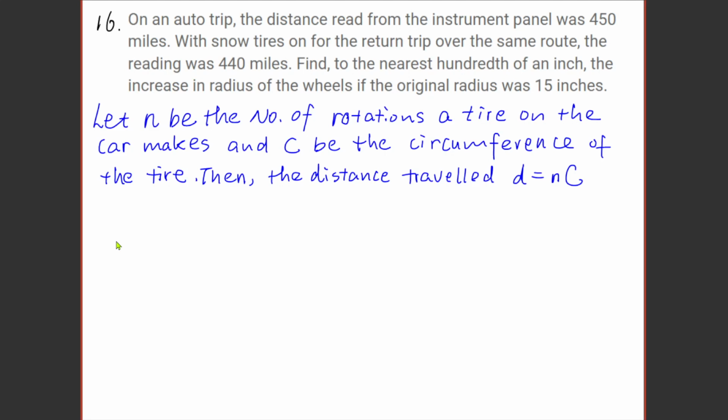However, the computer can't get out and measure the tire, so it must be programmed to think the tire has a radius of 15 inches. In other words, it always thinks the circumference of the tire is 2 times 15 pi, which is 30 pi for the circumference.